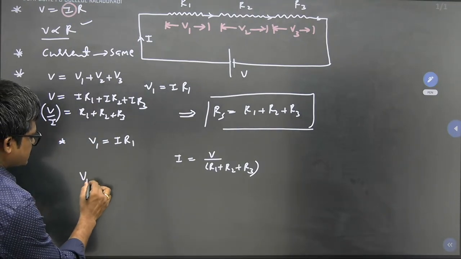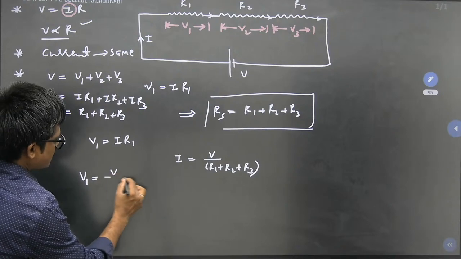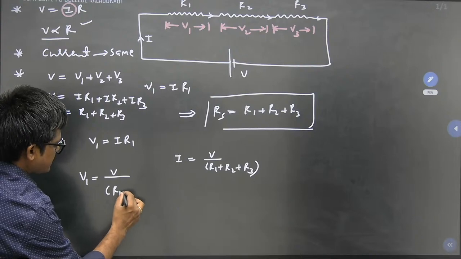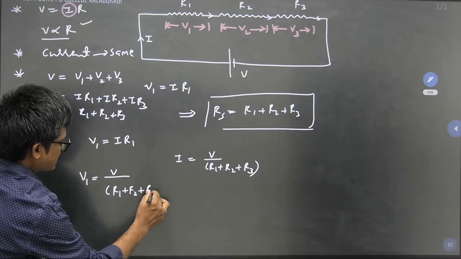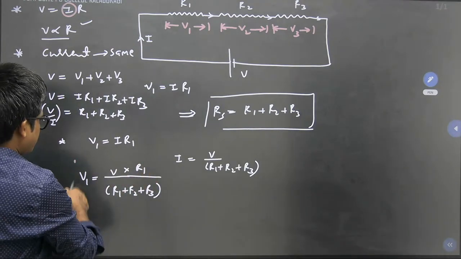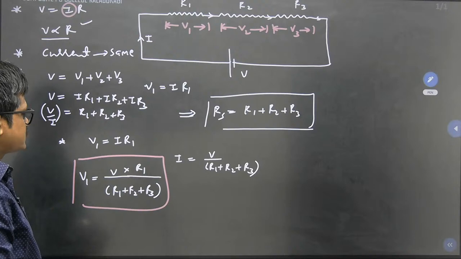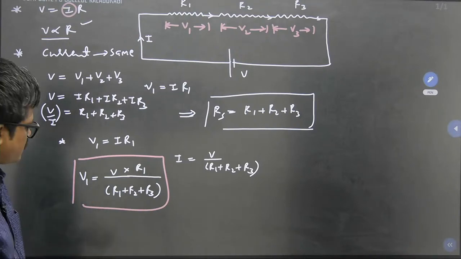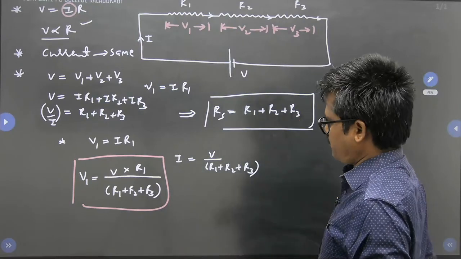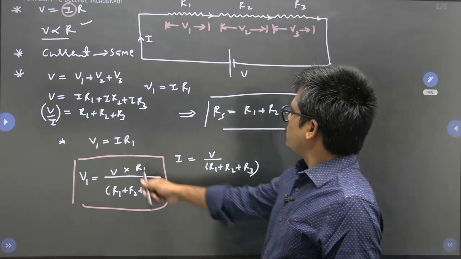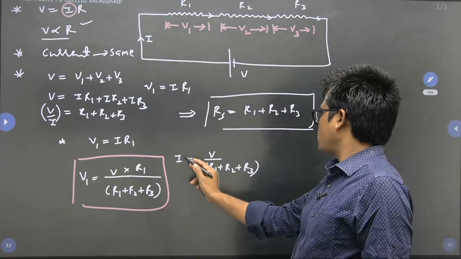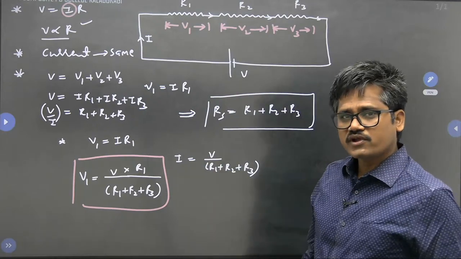Okay, voltage across the first resistor: what can I be written as? The supplied voltage of the circuit divided by R1 plus R2 plus R3, into R1. Got my point? That is how you can write the voltage drop across the first resistor. Likewise, you can go for the voltage across all of them. So what is V equal to? Total current into total effective resistance.